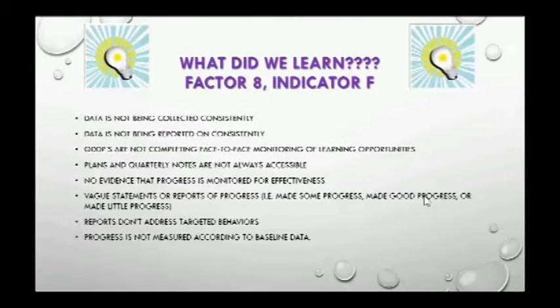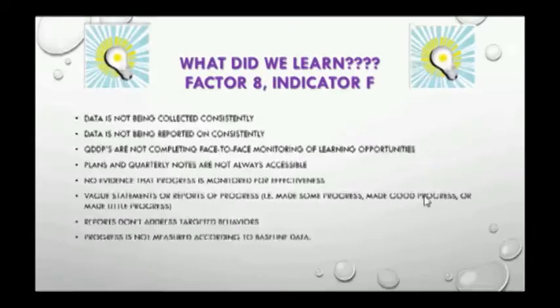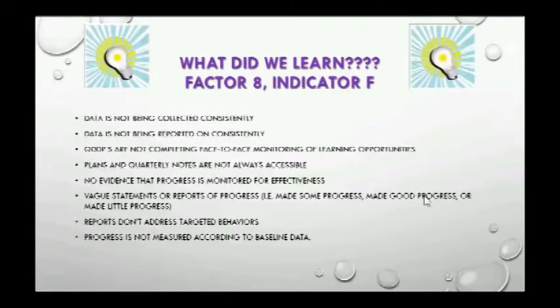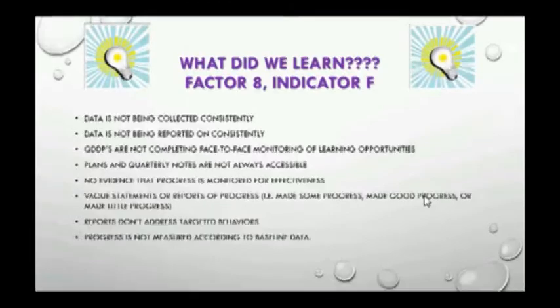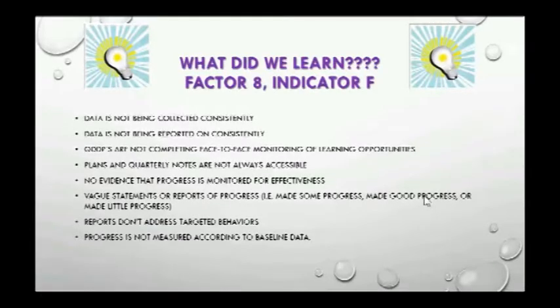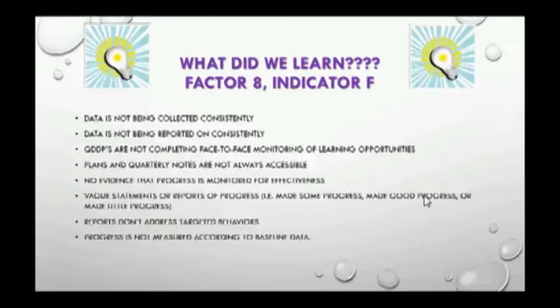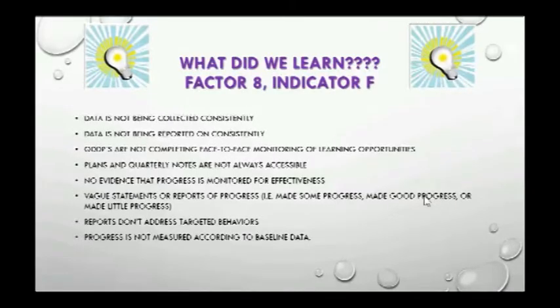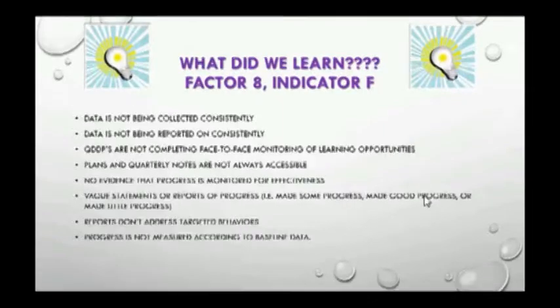QDDPs have to go out and watch these learning opportunities being implemented in the home, in the programs. Plans and quarterly reports are not always accessible. A person's plan, which is sort of the blueprint that we use for the person, has to be accessible in the home, has to be accessible to the person just in case they want to see it and read it. Quarterly notes have to be accessible and reported on, because how do we know how well we're doing or how well we're not doing if we don't have a way to measure that?